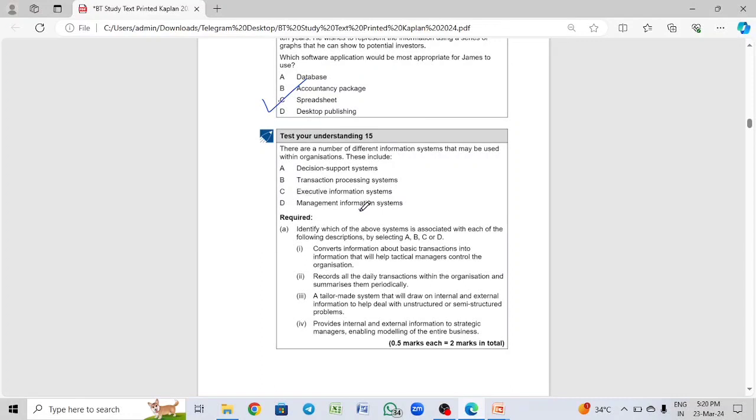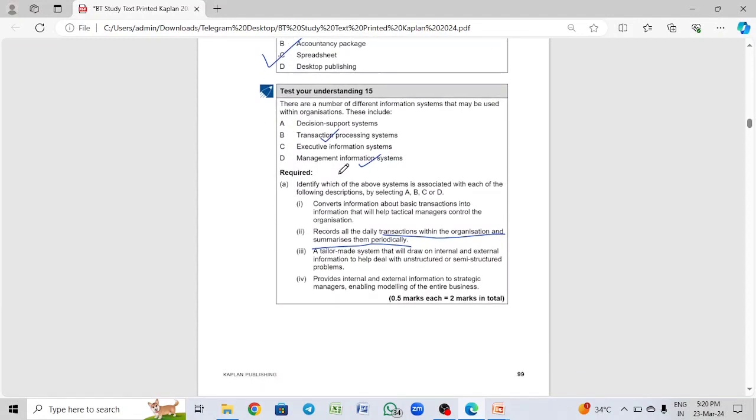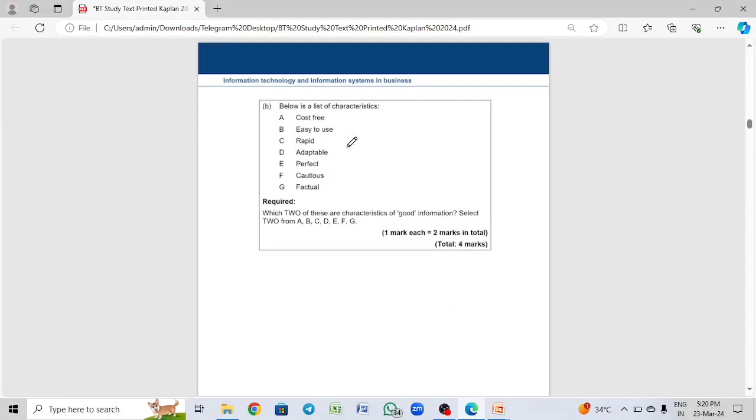Obviously, it is the MIS. Records all the daily transactions within the organization and summarizes them periodically. Okay, it is definitely TPS. Now a tailor made system, with the help of a tailor made system we get that it is DSS. And provides internal and external information to strategic managers. It is EIS, that is the executive information system.